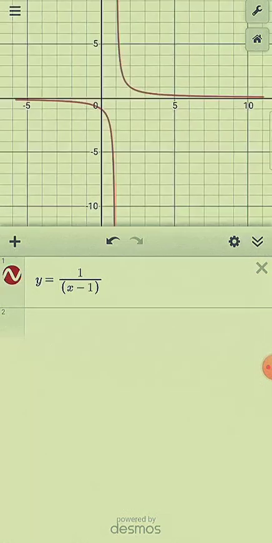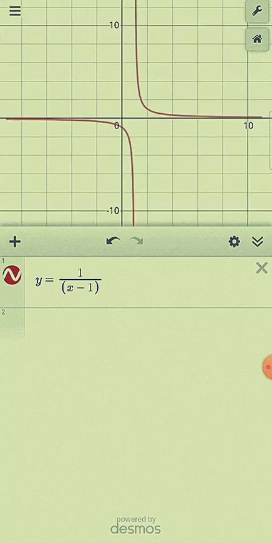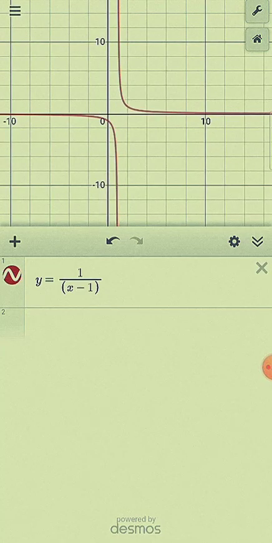So am I clear now? Is it clear now? That's basically what a domain is. Now, there are a lot of ways to find the domain of a function, depending on the given equation or function.